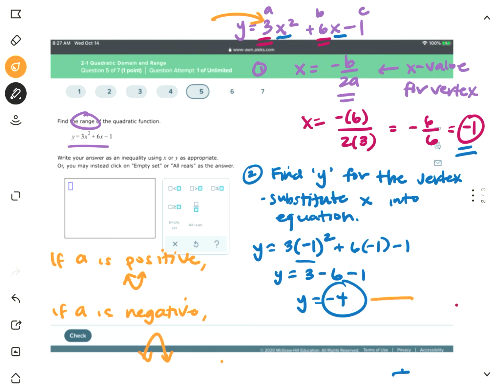So we know that our y is negative 4, sorry. And we know because our a is positive, we have positive 3, that it opens upward. So if we have a graph that looks like this, our y value for there is negative 4, then we know that when we fill this range thing out, we're going to say y, because it opens above that point, our vertex, is greater than or equal to negative 4.